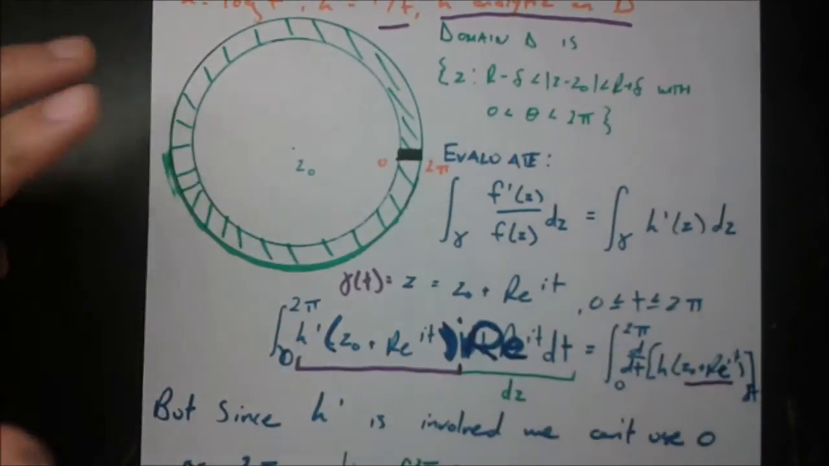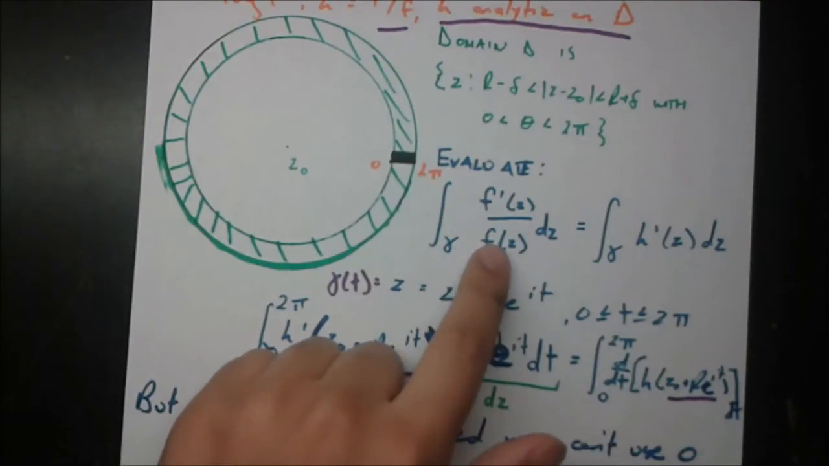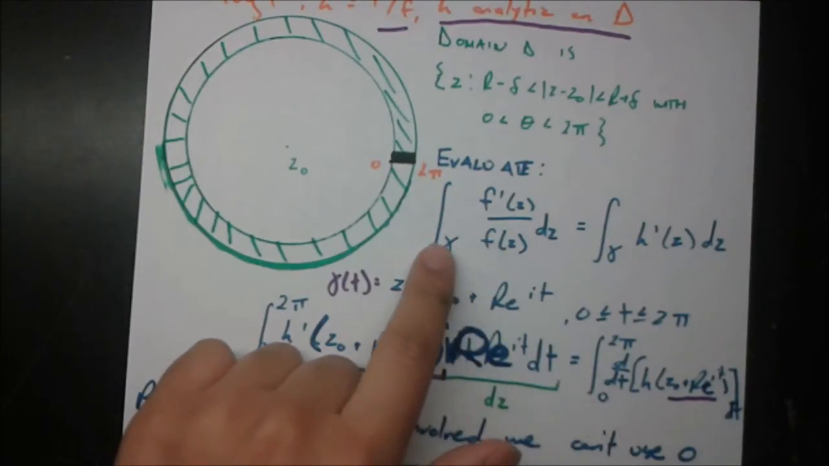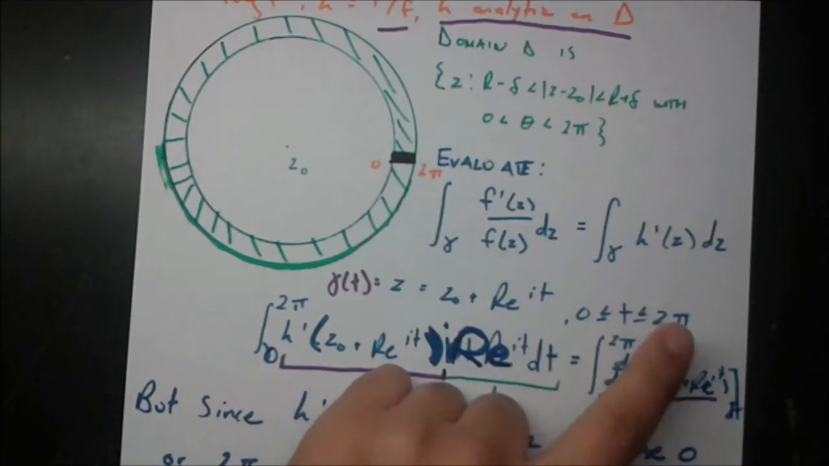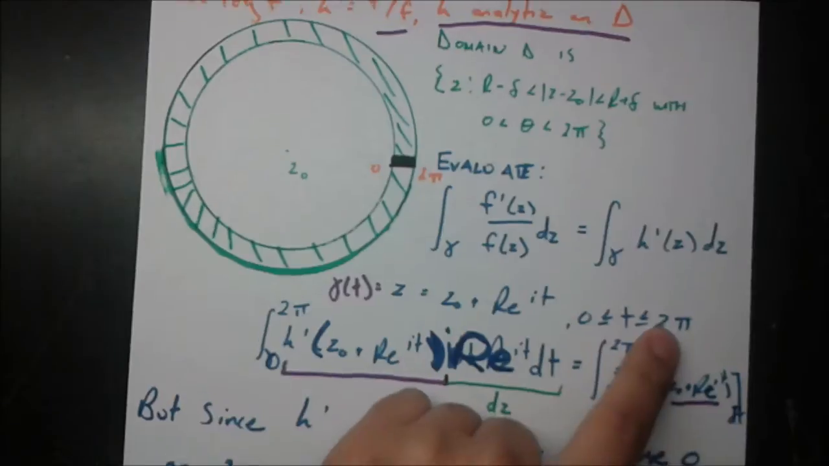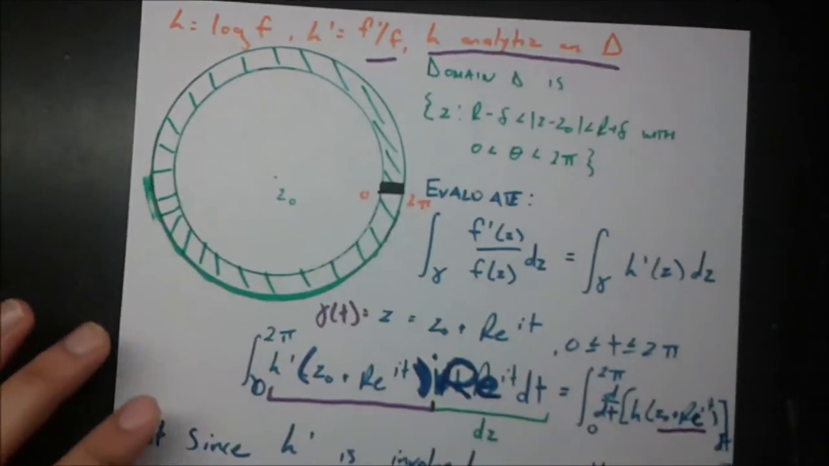Okay, so the next step we want to do is evaluate this integral again. The integral of f prime z over f of z dz around this curve gamma. And what's gamma? Gamma of t is going to be z naught plus r e to the it as t goes from 0 to 2 pi, where 0 and 2 pi are included. So again, it's the circle that lies in the center of this analytic domain right here.